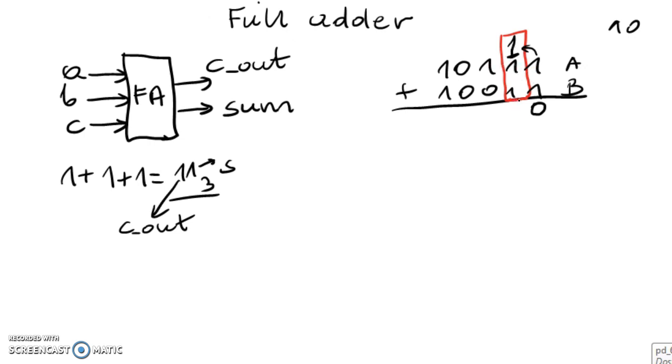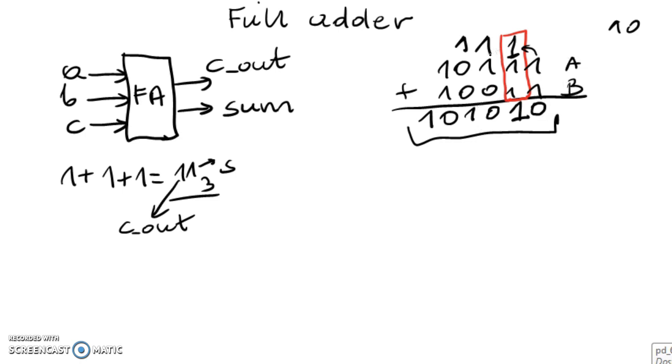So now it is 3, lower bit is 1, and the higher is 1. 1 plus 1 plus 0 gives you 2 again. So the lower bit is 0, and the higher is 1. 1 plus 1, 0 plus 0 is 1, and 1 plus 1 is 0, and 1 is a carry bit. So the result of adding arithmetically A and B is 101010, okay?